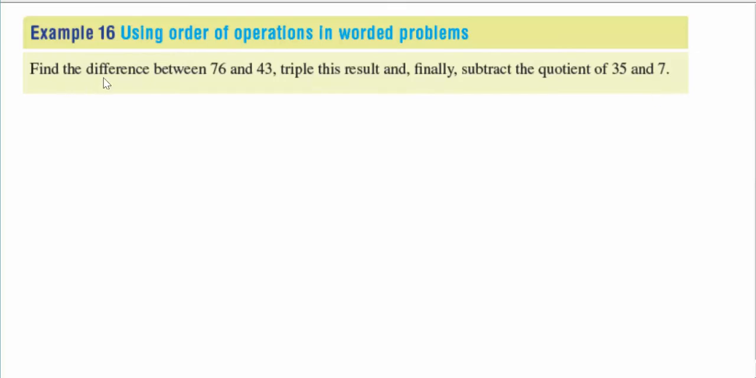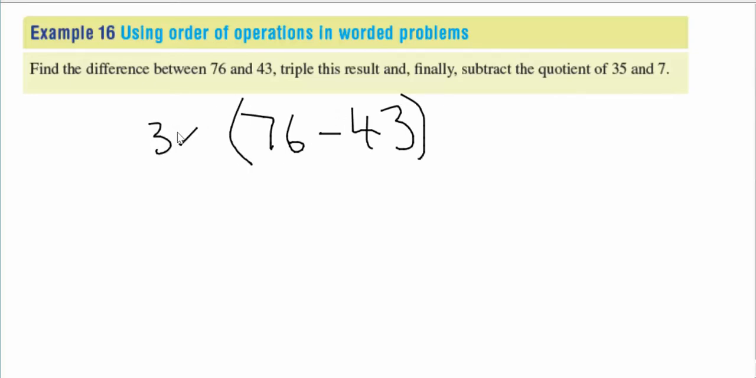Okay, so you've got to find the difference between, let's sort of construct this. Difference between 76 and 43. So there's the difference. We're going to triple this result. So whatever this result is, you're going to triple it. So we actually need to put that in brackets. And I'm going to put the 3 out here. So it's going to be 3 times this result. Alright, so that's this part.